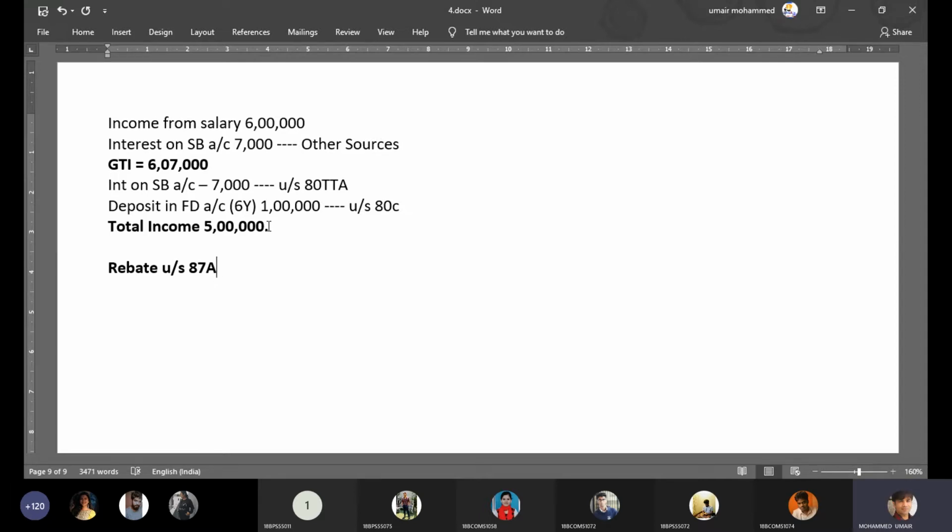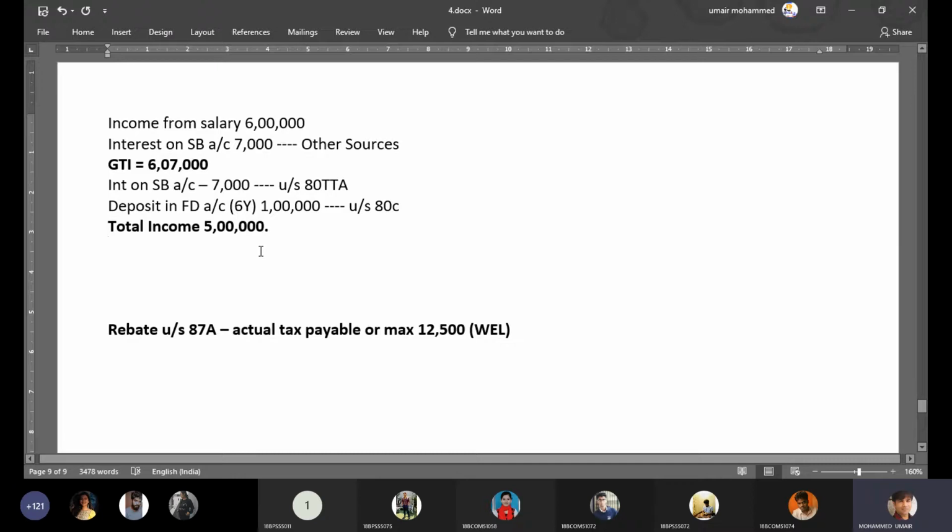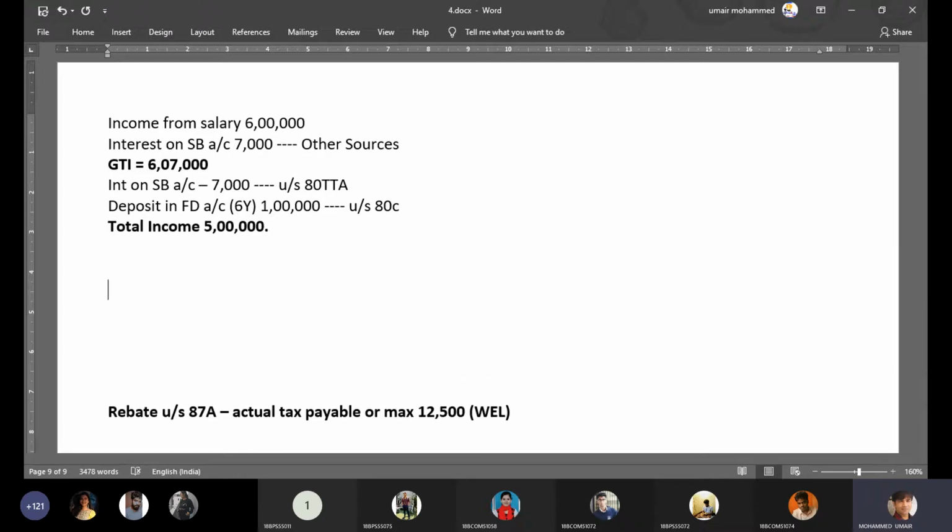So what is the rebate? The rebate is actual tax payable or max 12,500, whichever is less. First, I have to calculate what is the tax I have to pay. Right. So let's calculate the tax. Now, while you're calculating the tax, calculating tax is quite easy, but you should pay attention because sometimes it can be a little confusing also. So understand the concept which I'm trying to say.